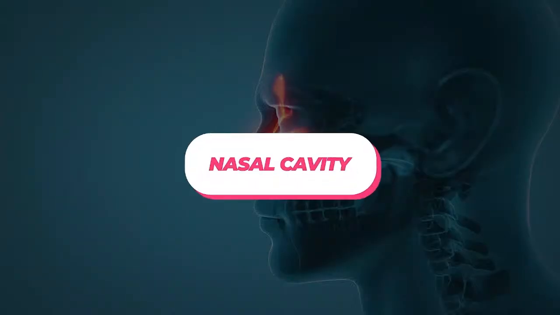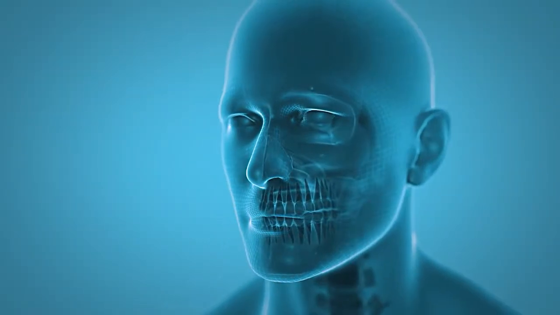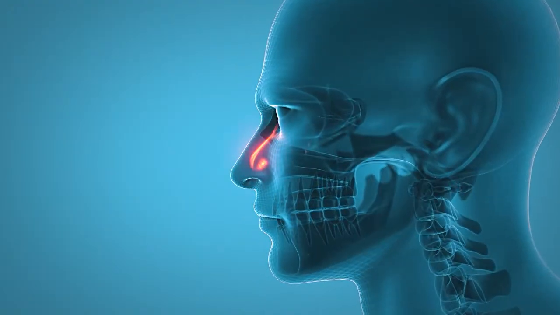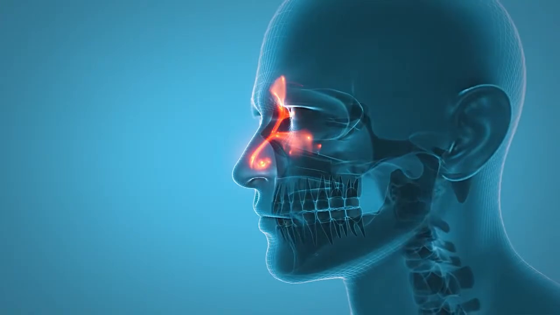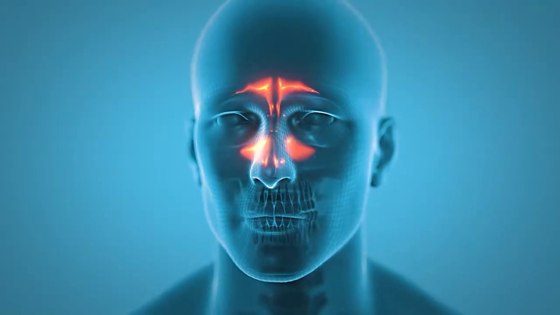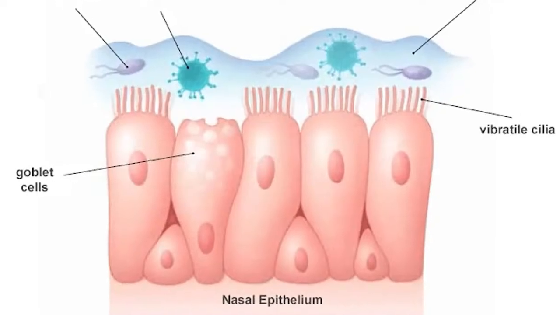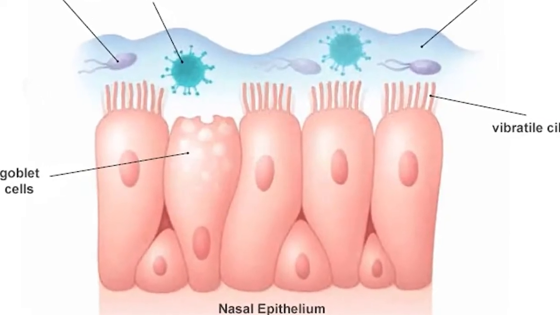Nasal cavity. The nasal cavity is a hollow space in the head that is located above and behind the nose. It is lined with a moist, thin membrane called the mucosa, which is rich in blood vessels and contains tiny hair-like structures called cilia. These cilia help to filter out dirt and other particles that may be inhaled. The nasal cavity has several functions.